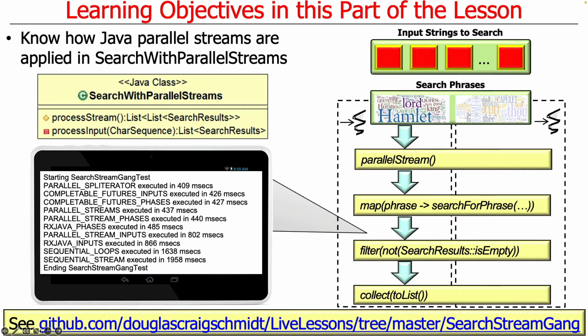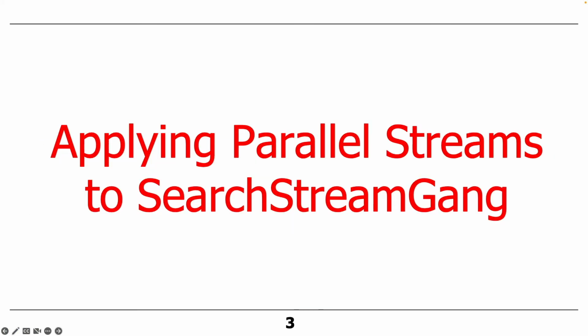streams. So this particular example is from my Search Stream Gang case study. And as I mentioned before, it's got a whole slew of different strategies for searching the complete works of William Shakespeare for various search phrases. We're going to talk about a handful of them here. There's other ones we may talk about later in other contexts.